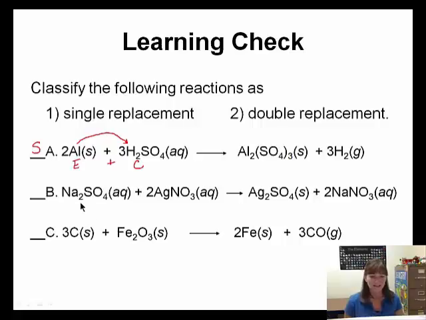Okay, here I see the sodium sulfate as a compound and silver nitrate as a compound. So this is going to be double replacement. Looking at C, carbon is an element, iron 3 oxide is a compound, so this is going to be a single replacement.